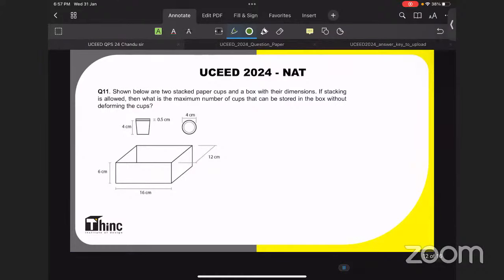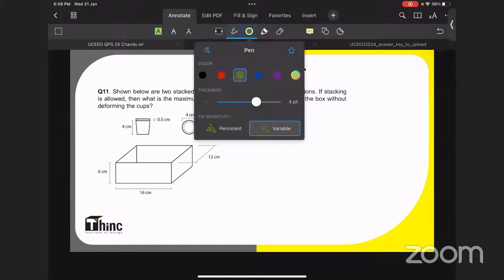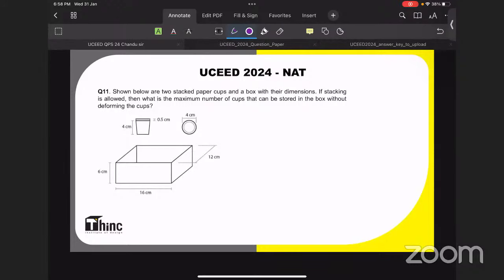So shown below are two stacked paper cups and a box with their dimensions if stacking is allowed. What is the maximum number of cups that can be stored in the box without deforming the cups? Actually, the time provided to me also is about to end. So we will be in a quickie over here. So over here, we need to fill maximum cups. So this is how much it is.